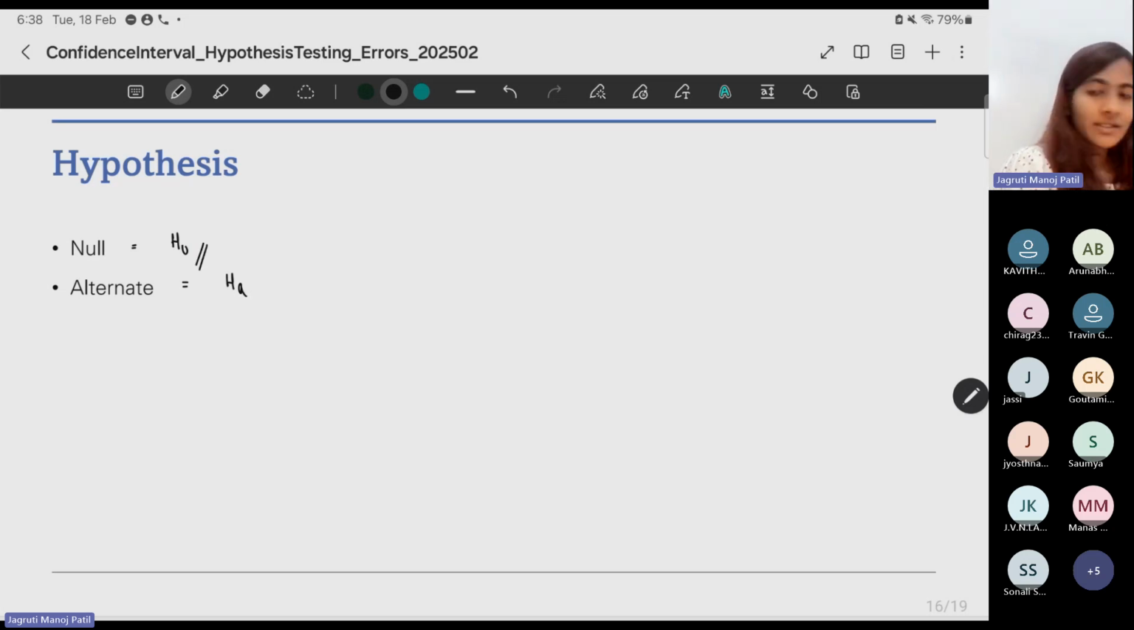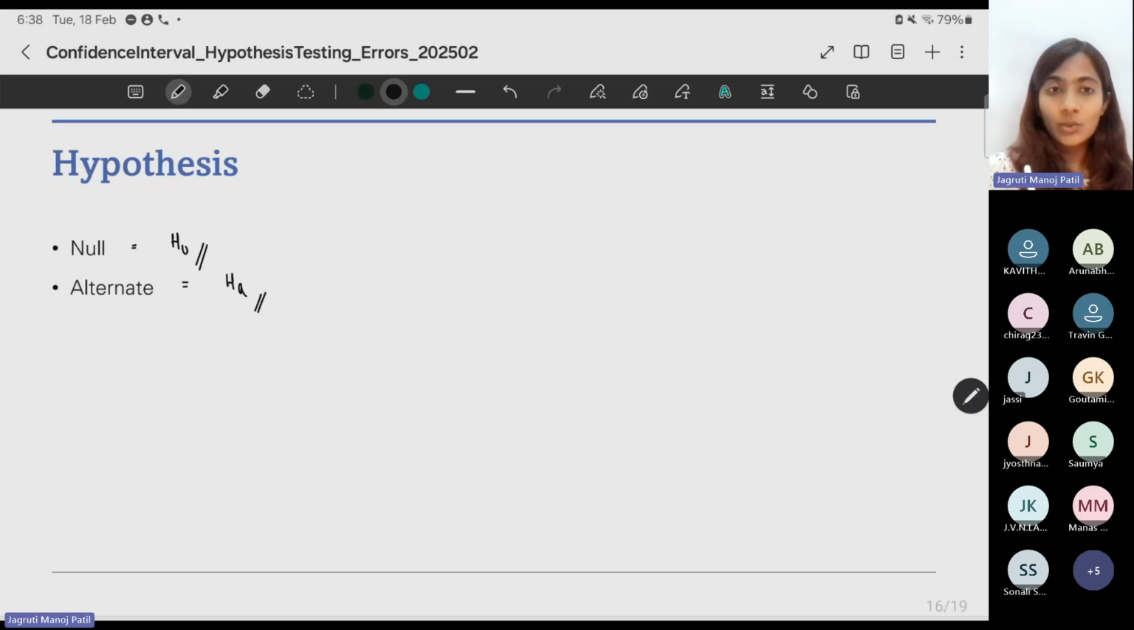So we say that the null hypothesis is something that is challenging us, or a tentative assumption about the population parameter, whereas the alternate hypothesis is the exact opposite of what we have stated in the null hypothesis.